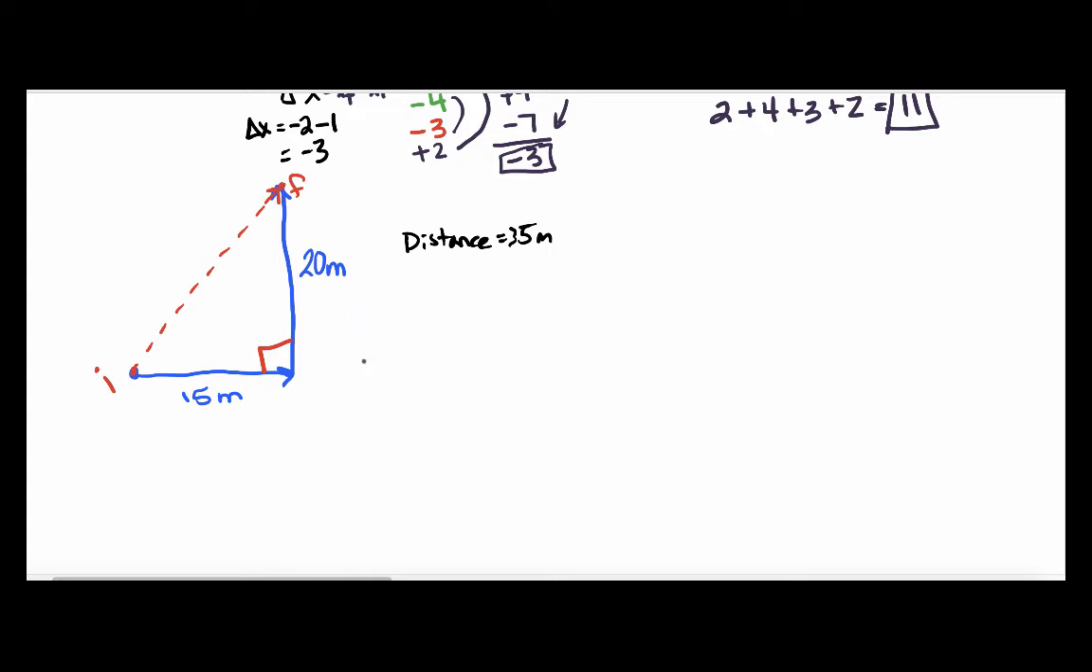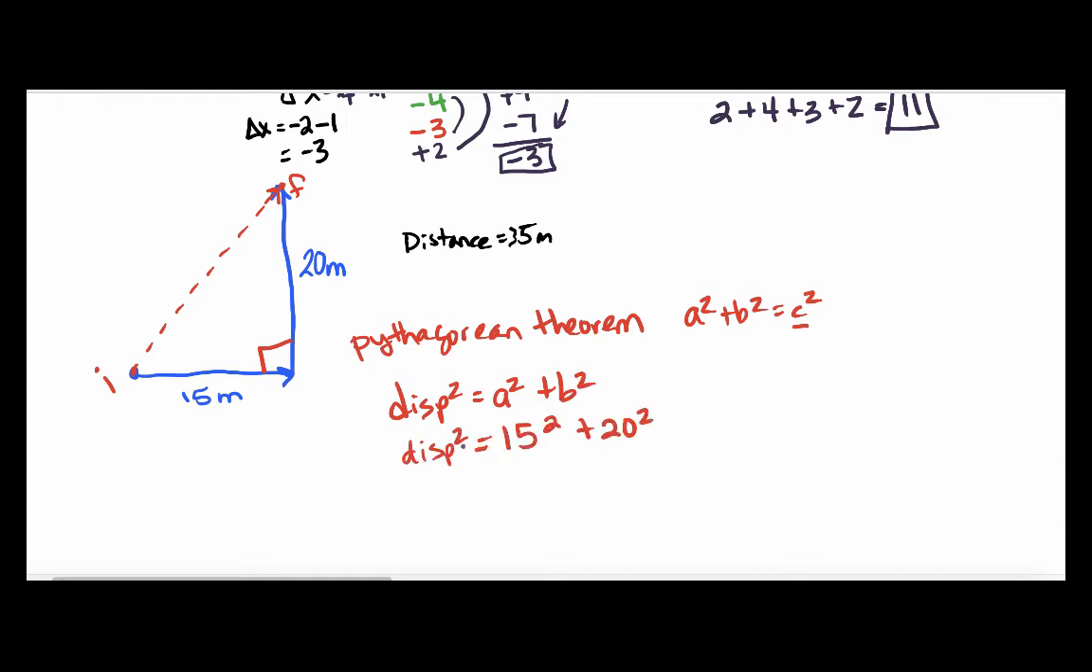Well, you use Pythagorean theorem, which is a squared plus b squared equals c squared. Remember that c is what you're looking for. That's the hypotenuse of your triangle. A and b doesn't matter, so 15 can be a or it can be b. It doesn't matter which leg is which, but c is the hypotenuse. So your displacement squared is going to be equal to a squared plus b squared, or 15 squared plus 20 squared. You're going to end up needing to take the square root of both sides.